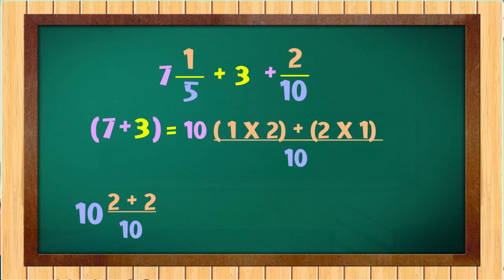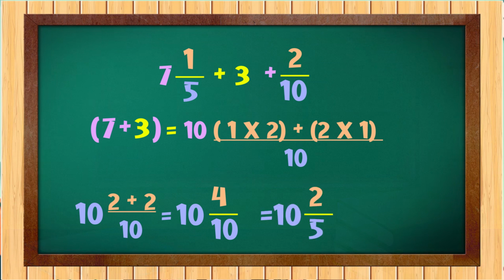2 plus 2 will give us a total of 4. 10 and 4 tenths. Is 4 tenths written in its simplest form? No. It can be reduced further by dividing both the denominator and the numerator by 2. 2 into 4, 2. 2 into 10, 5. Will give us an answer of 10 and 2/5.